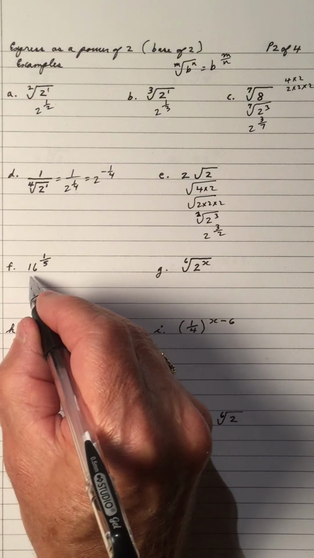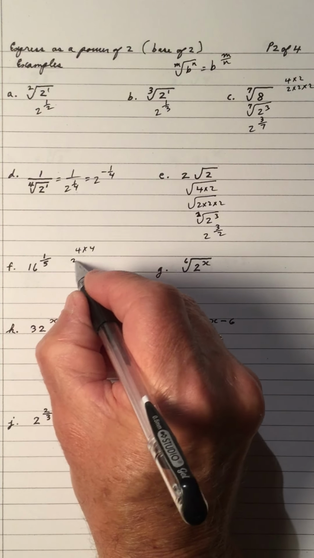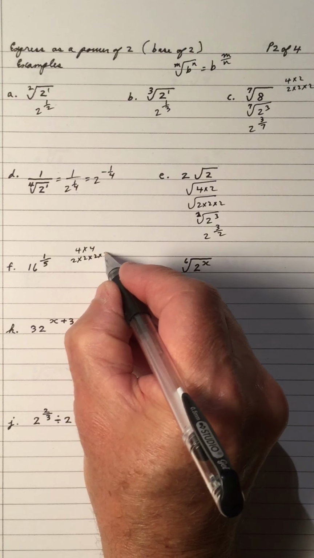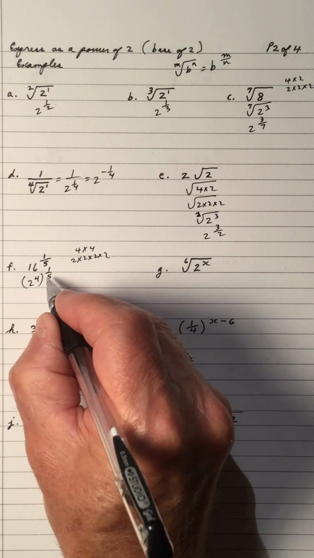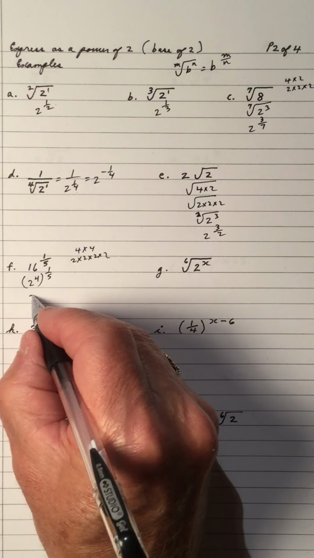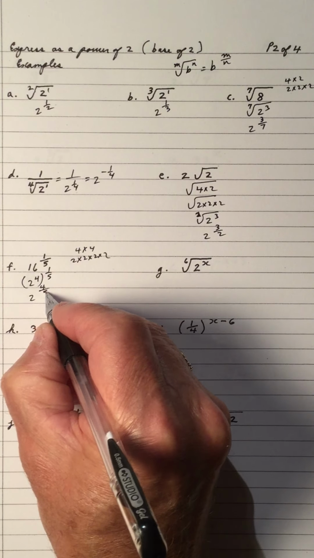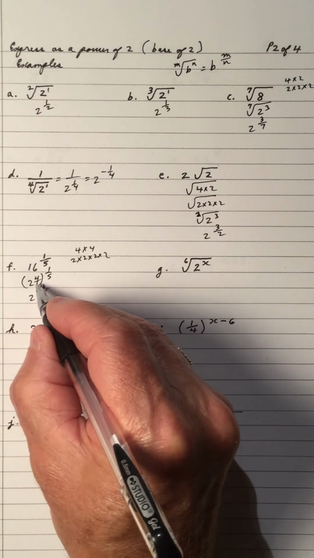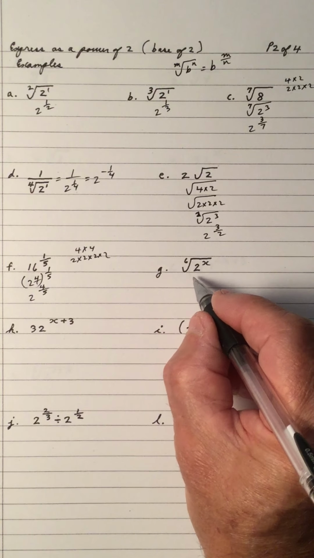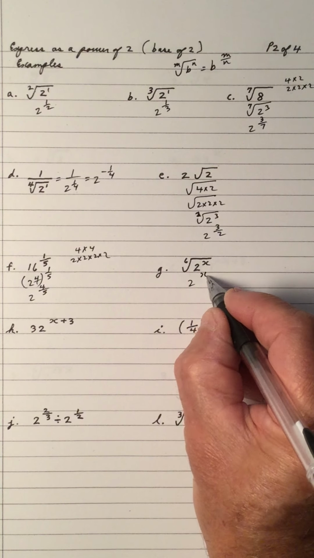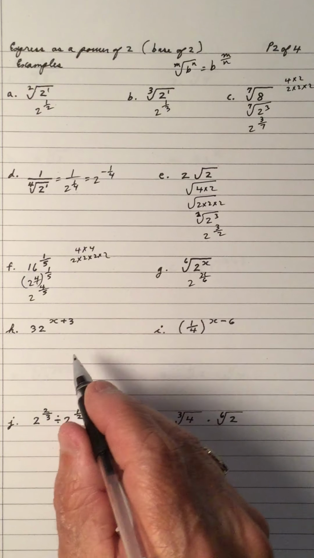16 to the 1/5. 16 is 4 times 4, which is 2 times 2 times 2 times 2. So 16 is 2 to the 4, to the 1/5 power. Power of a power, we multiply. So that's 2 raised to the 4 over 5, because we're multiplying 4 over 1 times 1 over 5.